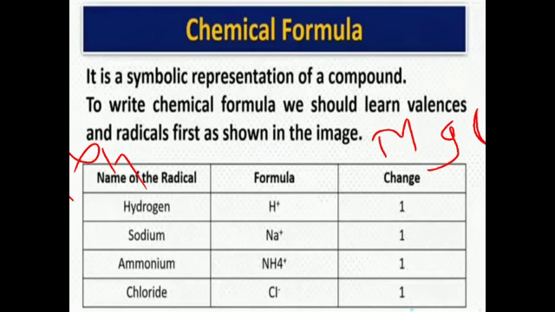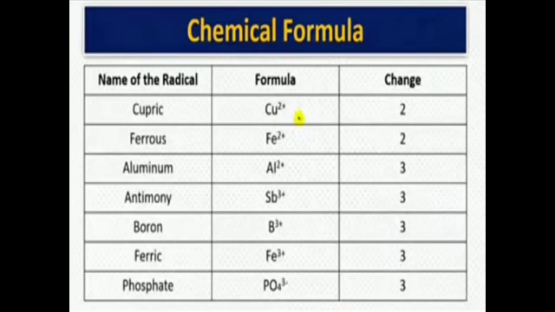Here the names of radicals are given plus their formulas. You have to remember the names of the radicals, and you have to learn the valencies also. For example, hydrogen, the formula is H plus, so the charge is 1. Sodium, Na plus, charge 1. Ammonium, NH4 plus, the 4 is always written at the bottom, so the charge is 1. Chloride, Cl minus, charge 1. Cupric, the symbol is Cu2 plus, so the charge is 2. Ferrous, Fe2 plus, so it is 2.